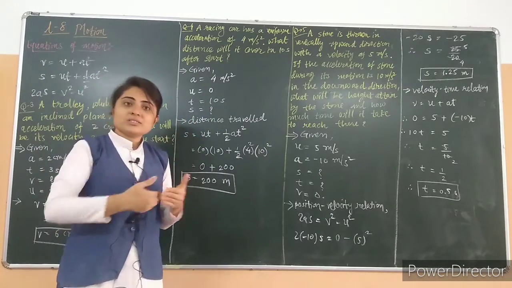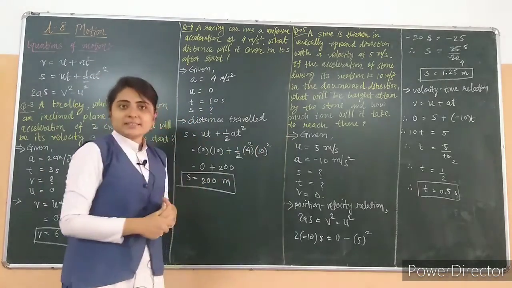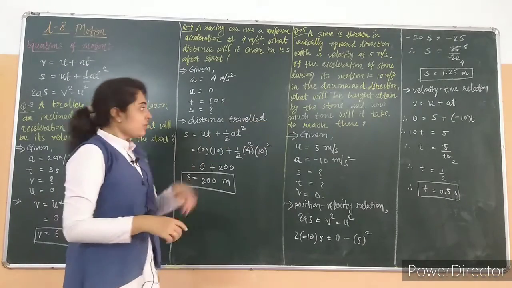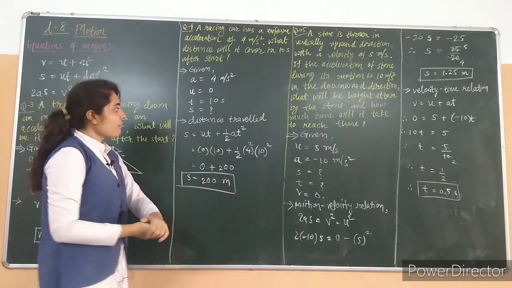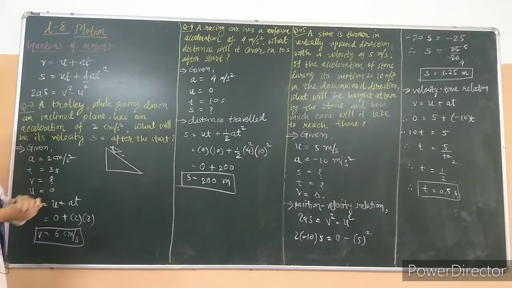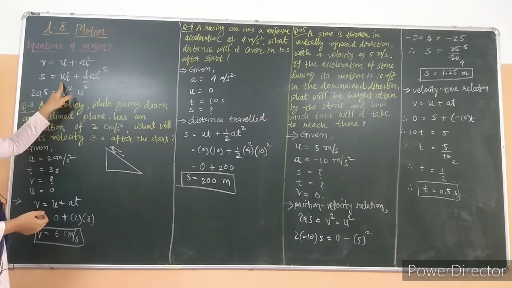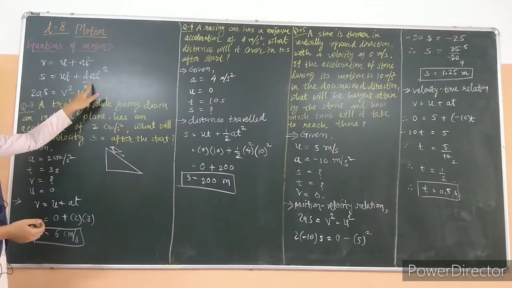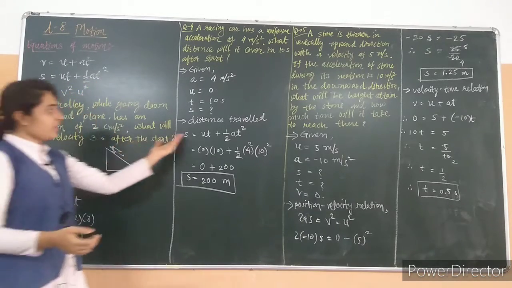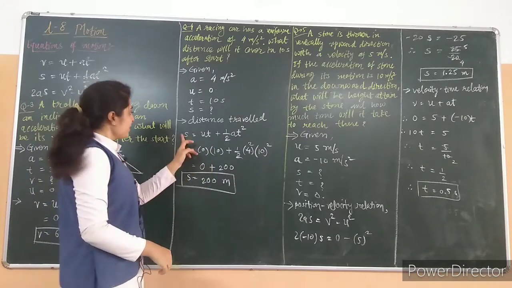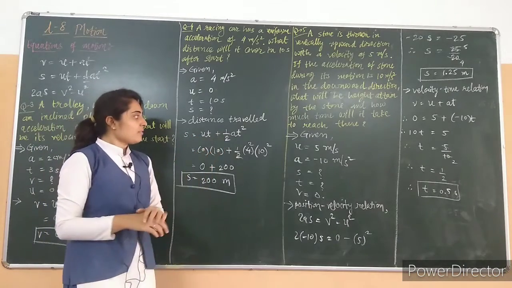What distance will it cover in the 10 seconds? So S, we need to find the distance traveled. For the distance we have the second formula, ut plus half at square. We have U, we have T, yes. We have A, yes. So the second equation we can directly use. S is equal to ut plus half at square.